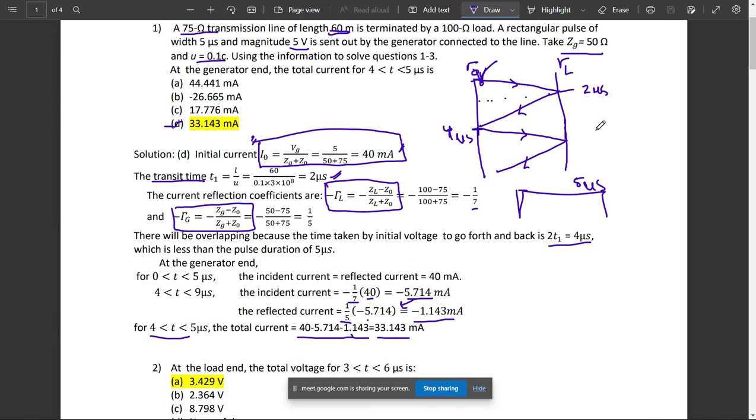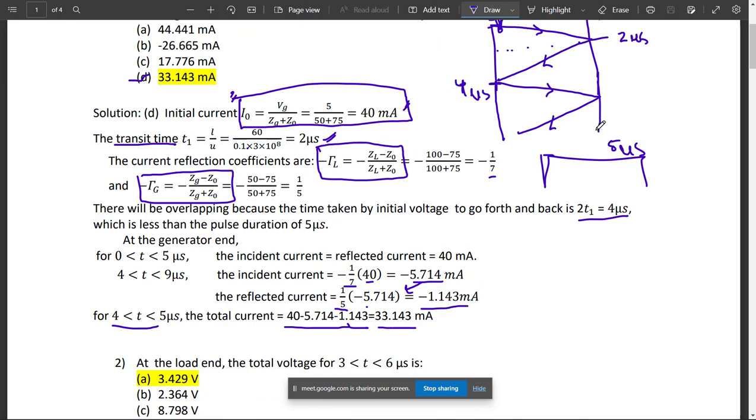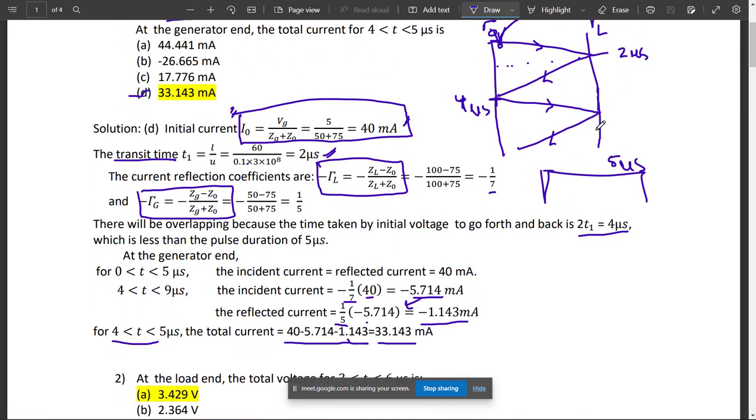Got it? Is there any problem here? समझ में आ नहीं रहा मैम. है? ओके, ठीक है, ठीक है.